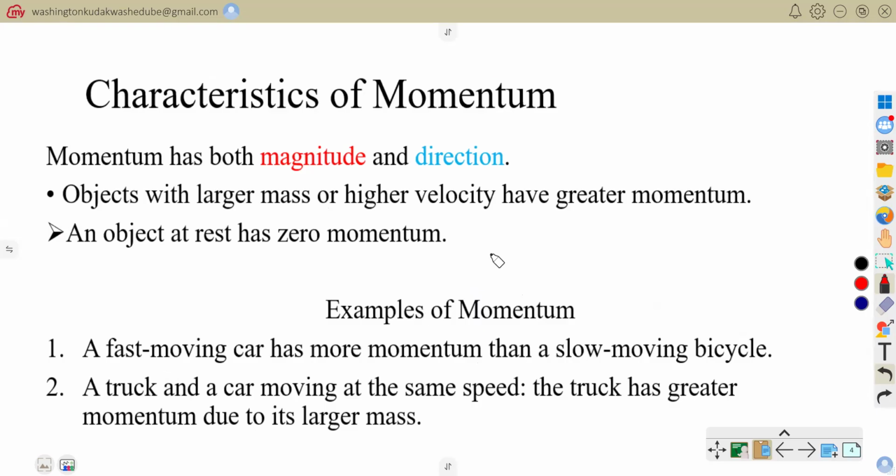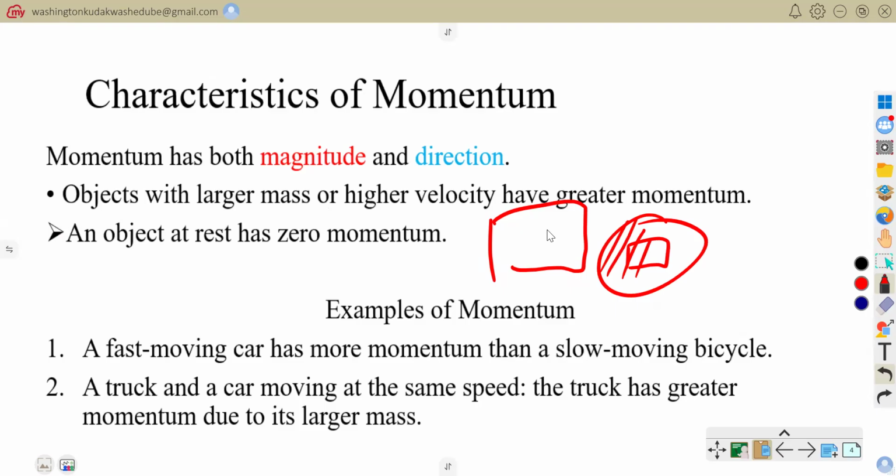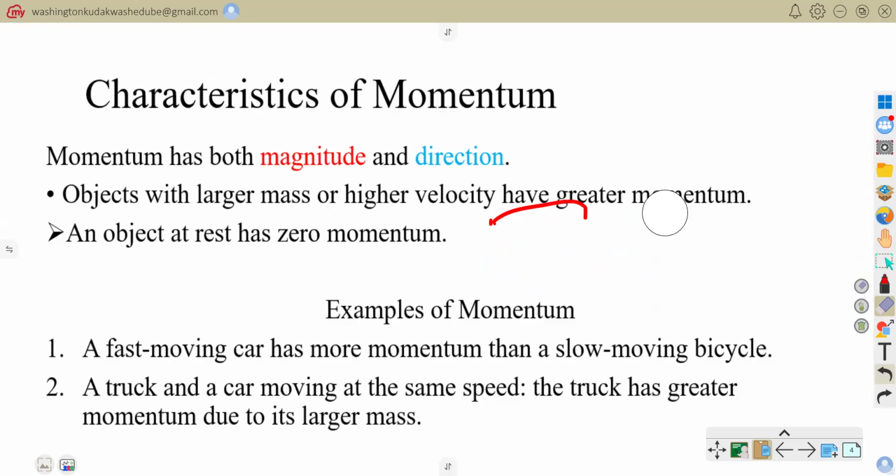That is the reason why when the truck collides with the smaller car, there would be more damage to the car than to the truck, because this truck is carrying a greater momentum that would lead to crashing this car. That is the reason why. So you need to understand those principles.